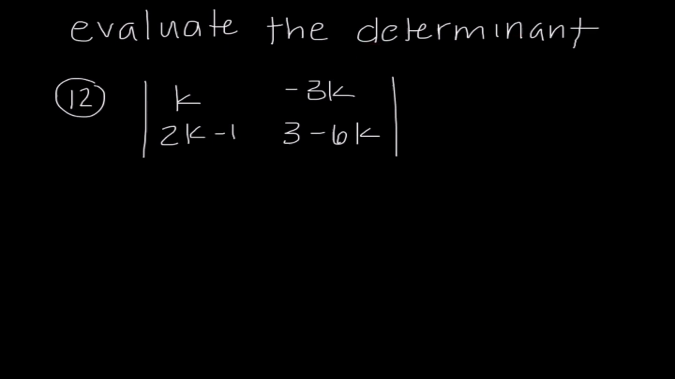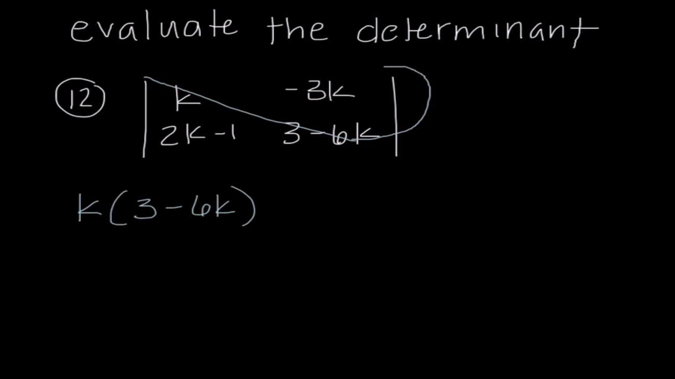Okay, moving on to determinants. We're going to go ahead and do number 12 on the review. Okay, we learned we always start in the top left-hand corner and multiply it across. So I'm actually going to write k times 3 minus 6k. I just don't want to make any dumb mistakes. Mr. Determinfish says, subtract, baby. And then I have negative 3k times 2k minus 1.